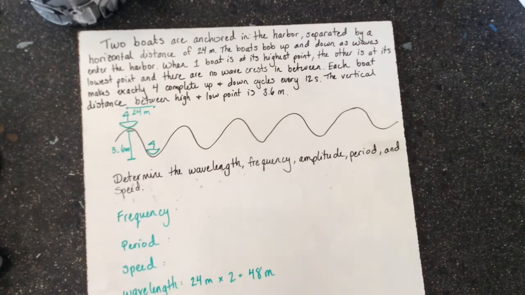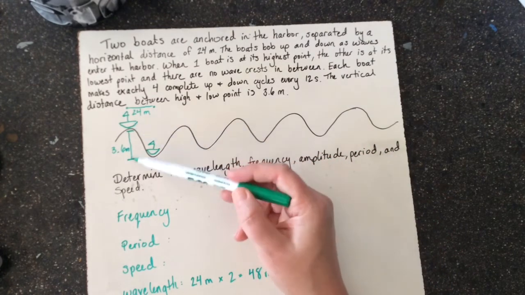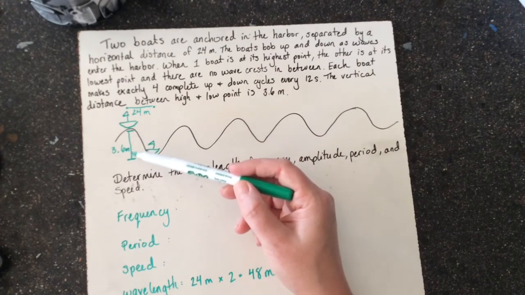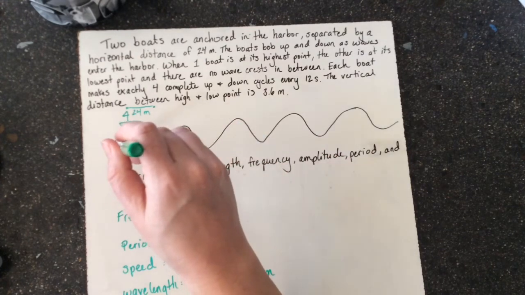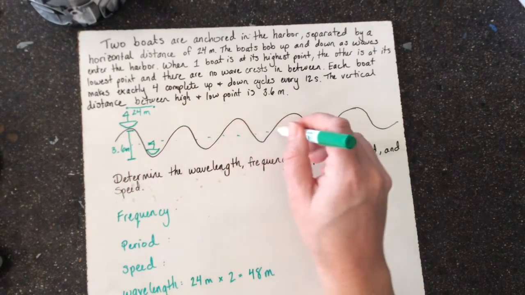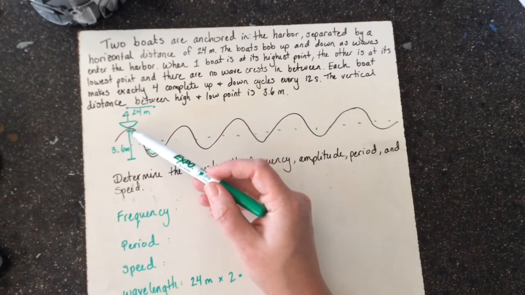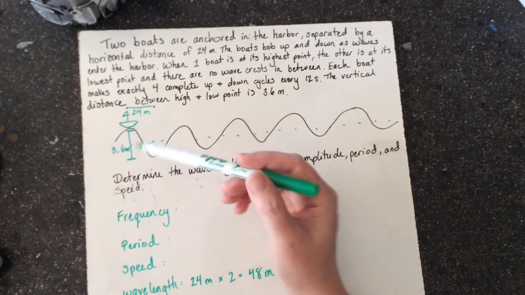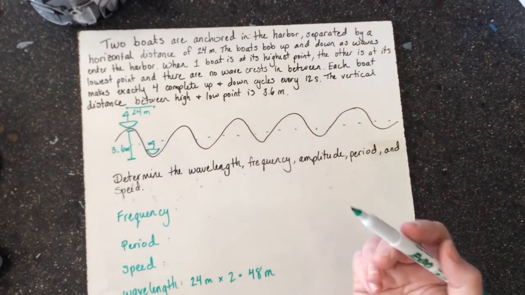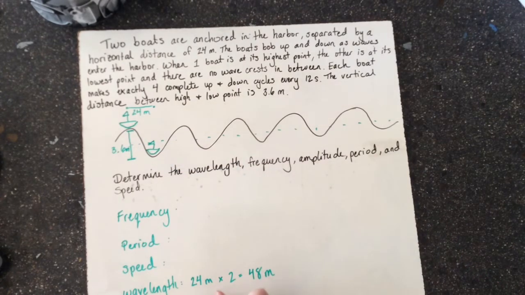Amplitude is another easy one to find because it tells us that the two boats are vertically 3.6 meters apart. If I were to draw an imaginary line here, amplitude is the distance from that line to the peak or from that line to the trough. So basically it would be half of the distance between the two boats. So our 3.6 meters divided by 2 this time gives us our amplitude, which is 1.8 meters.